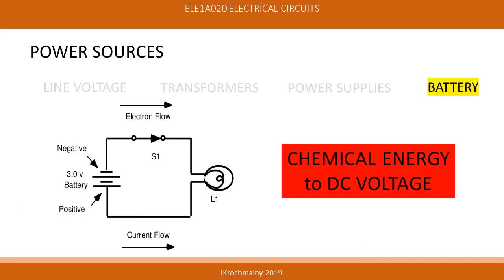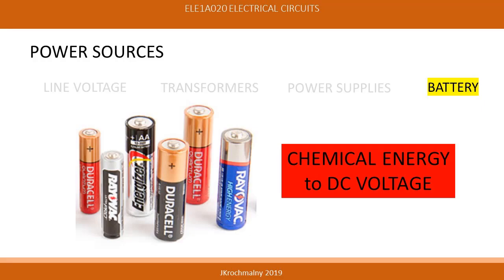Batteries are another type of power source. The voltage of a battery comes from the chemical energy making up the battery. The battery voltage is identified as direct current, or DC voltage. Notice that batteries come in standard voltage capacities, such as 1.5 volts, 6 volts, 9 volts, and 12 volts.